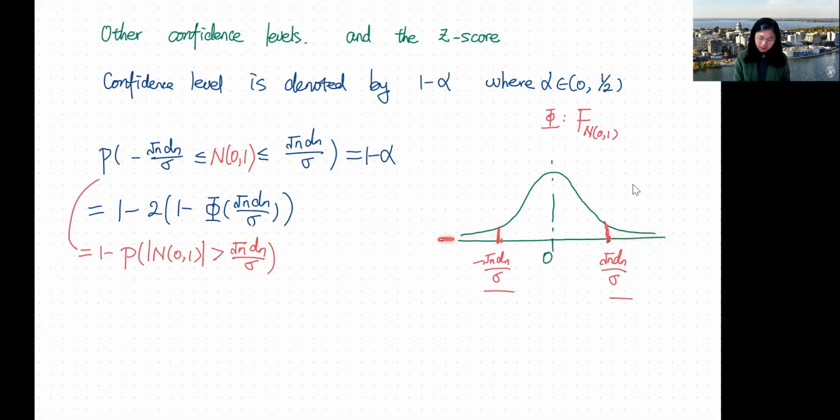Therefore, the sum of the two probabilities will be 2 times one of them. Right? So therefore that probability equals 2 times the probability that standard normal is greater than this positive number. So 2 times this part in green.